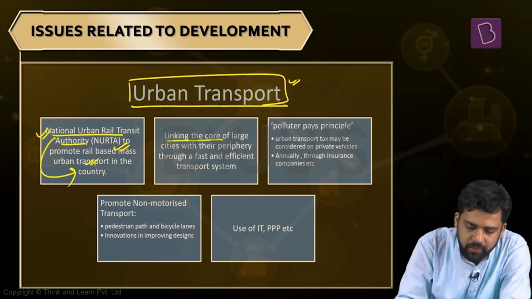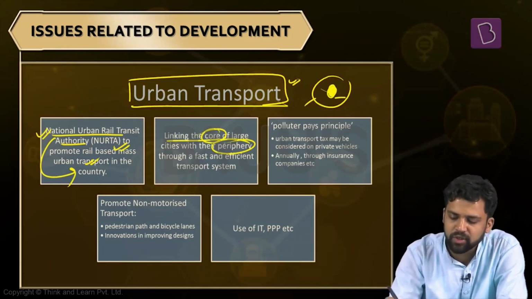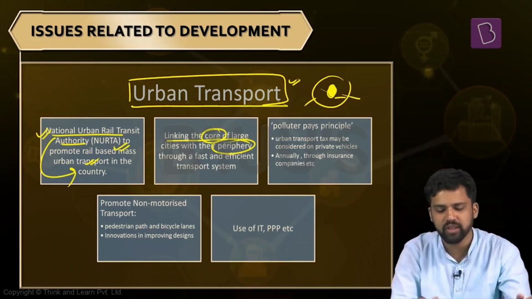Apart from that, we need to have better connection of the core of the city with the periphery. Generally, cities will have a core. The core will have the major part of the business functions, and people from different parts of the city come to this core. We need to ensure that the core and the periphery are linked with a fast, efficient transport system.